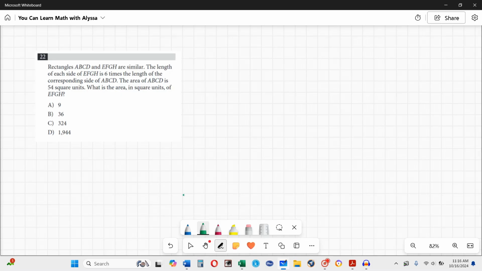Right, number 22. Rectangles ABCD and EFGH are similar. Okay, so similar shapes, not the same as congruent. Congruent would mean if I had two rectangles that were exact copies of each other. They are identical in every way. They can lay directly on top. You can lay one on top of the other and they're going to line up perfectly.